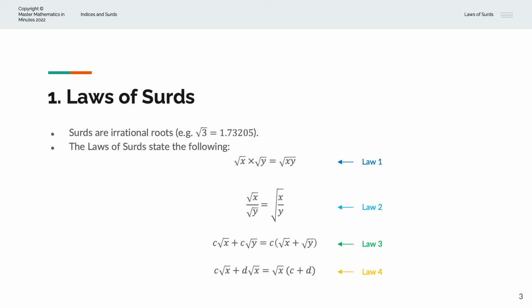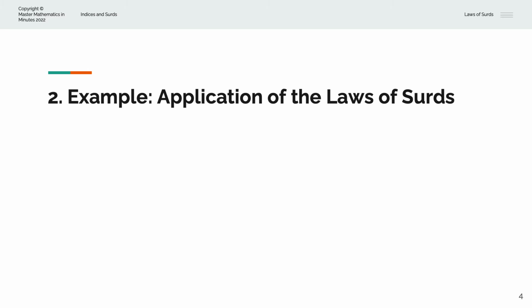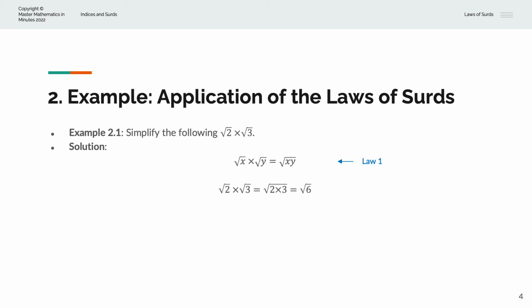So we'll take a look at a couple of examples on how we apply these laws. The first example is where we're asked to simplify the square root of 2 times the square root of 3. So we'll apply the first law. The square root of 2 times the square root of 3, according to the first law, we're able to take the square root of 2 multiplied by 3. And that simplifies to the square root of 6.